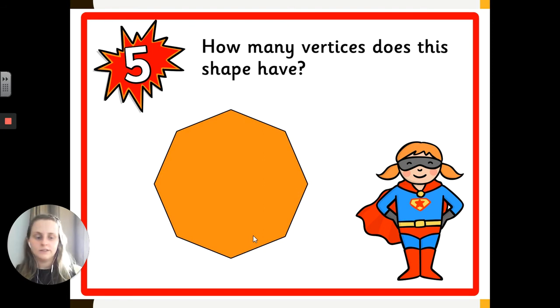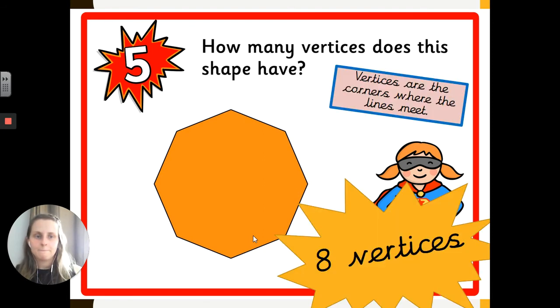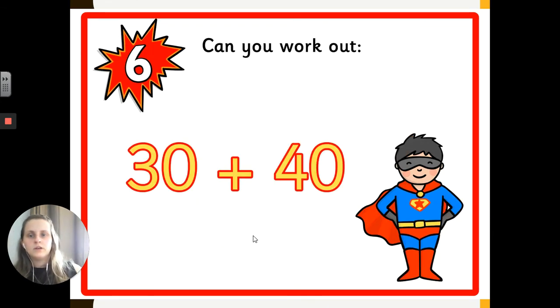Okay, so your answer to this one is 8. There are 8 vertices. So the vertices are the corners where the lines meet. Number 6. Can you work out this calculation?